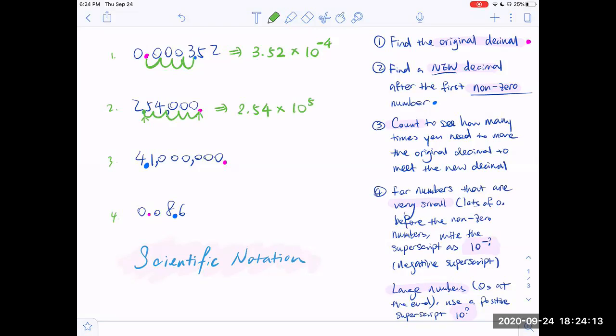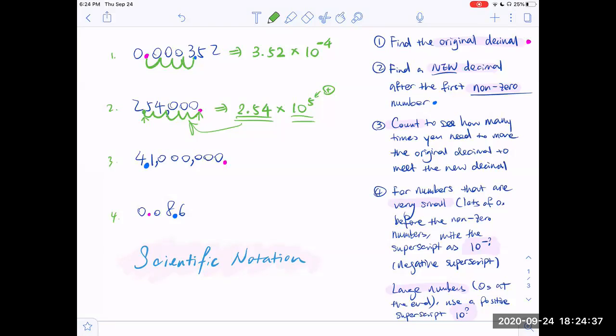So now we have a positive superscript because we have a really large number and we're moving the decimal really to the left, right? So this is a smaller number. If we want to bring it into the original number, we need this 2.54 to multiply with a much larger number, which is 10 to the 5th.